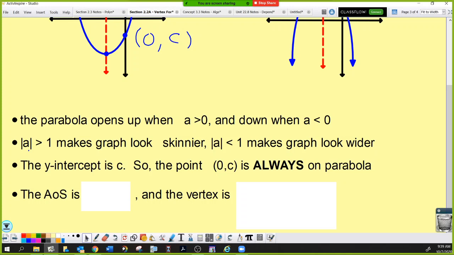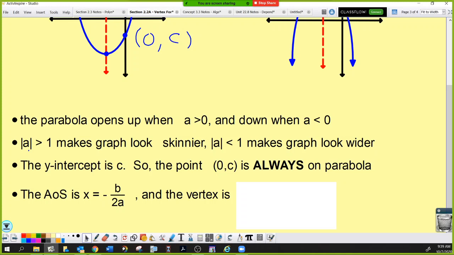The axis of symmetry, though, it is the student's job. I'm telling you right now, you must have this memorized. Hopefully you still have some memory cells left. The axis of symmetry is x equals negative b over 2a. This is the student's job. They must memorize x equals negative b over 2a is how you find the axis of symmetry for a standard form quadratic.